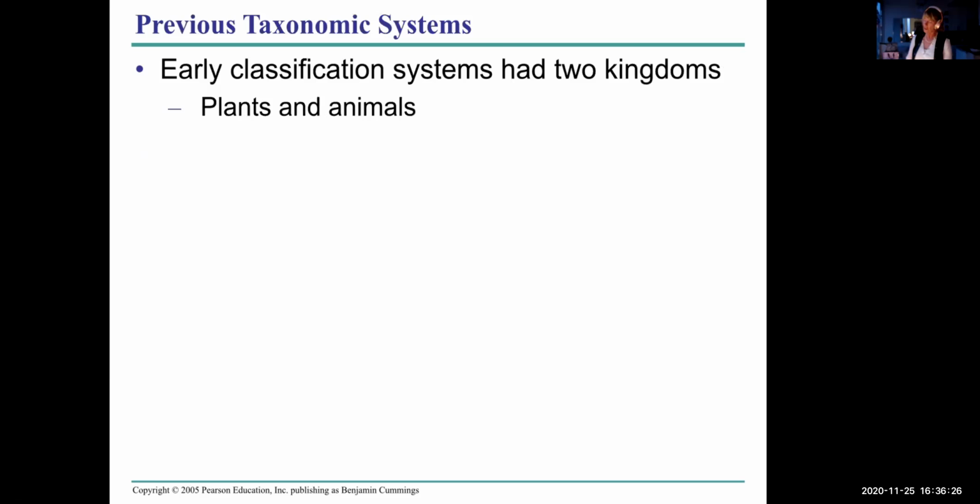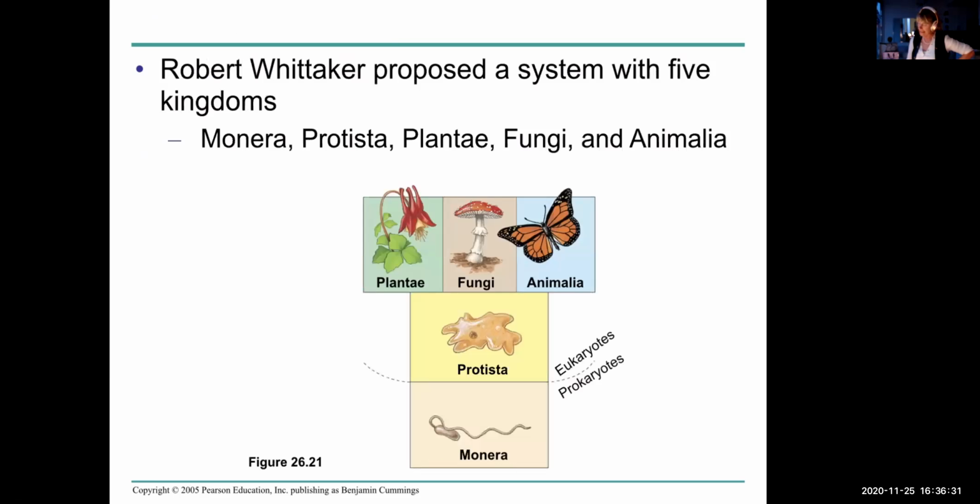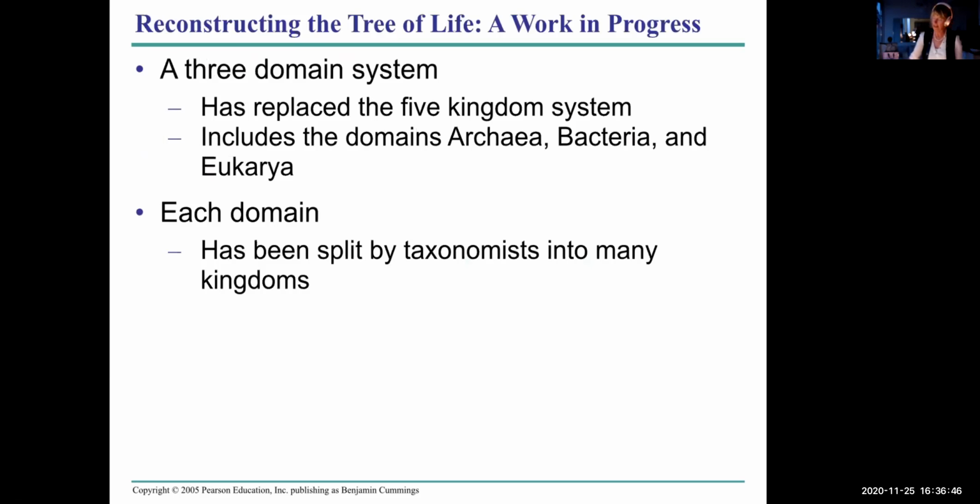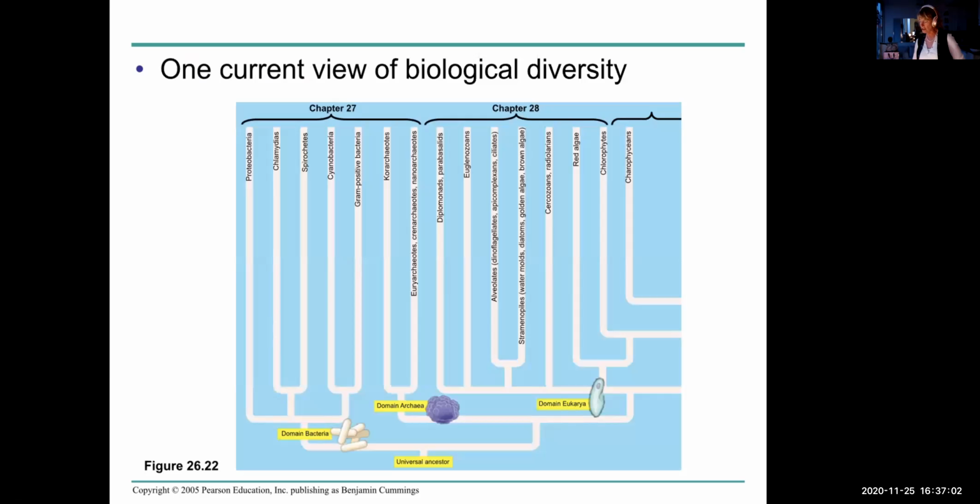So yeah, the early systems just had basically plants and animals. There used to be 5 kingdoms: Monera, Protista, Plantae, Fungi, and Animalia. That's the one I grew up with. But with the advent of molecular genetics, we organize our organisms in different domains. So this is a 3-domain system that's completely replaced the 5-kingdom system. And each domain is split into kingdoms. So this is one current view of biological diversity.